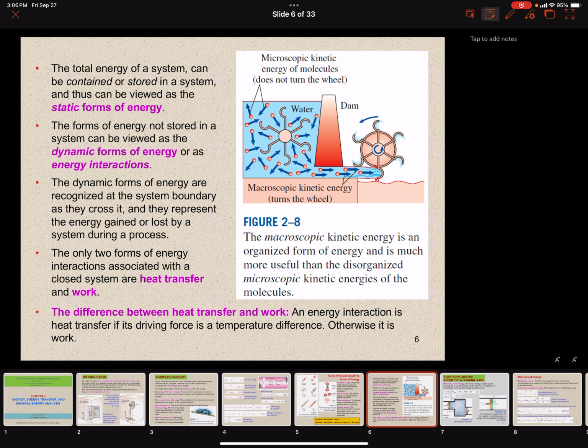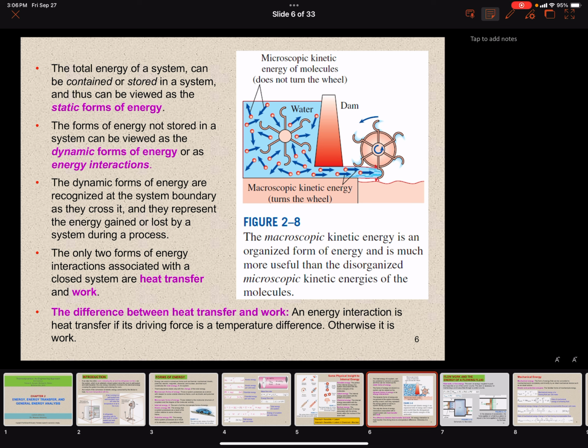For this slide, it's focused on heat transfer and work, which are the only two ways energy can be transferred across the boundary of a system. First, let's talk about the two types of energy: the static forms of energy and the dynamic forms of energy.